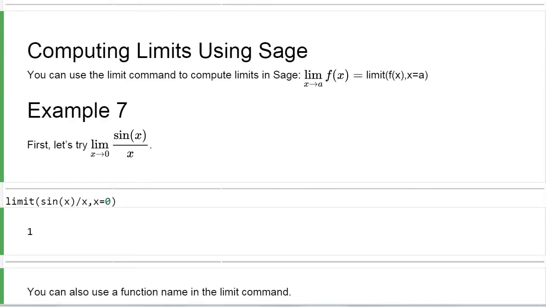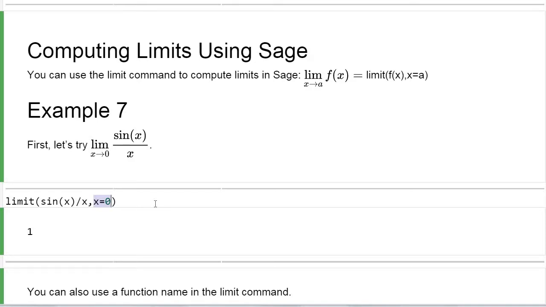Alright, so we did graphical approach, numerical approach. Now let's do the computational approach. Sage has a limit command. It's just limit, L-I-M-I-T, and then parentheses, and then you type the function that you want to take the limit of, and then you put a comma, and this is how you tell it what x approaches.